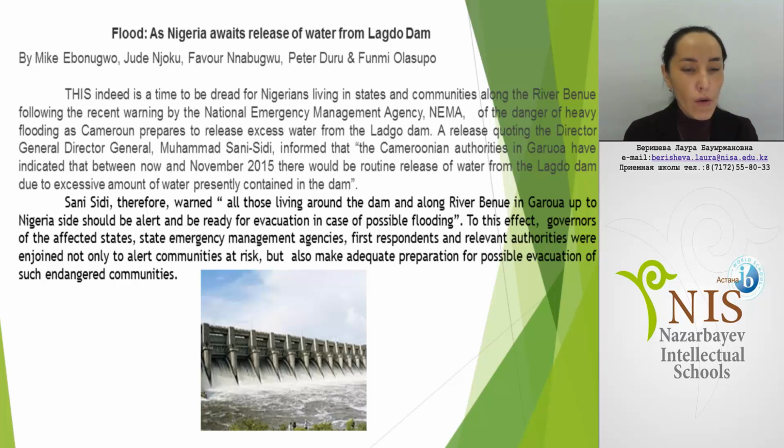Sani Sidi therefore warned all those living around the dam and along River Benue in Garoua, up to the Nigerian side, should be alert and be ready for evacuation in case of possible flooding. Again, this quote helps us to form our opinion, because this is not something happening unexpectedly. The Director General is actually saying that this could happen. That's why all the people living around the river need to be really careful and probably evacuate themselves in case of possible flooding. To this effect, governors of the affected states, state emergency management agencies, first responders and relevant authorities were enjoined not only to alert communities at risk, but also make adequate preparation for possible evacuation of such endangered communities.